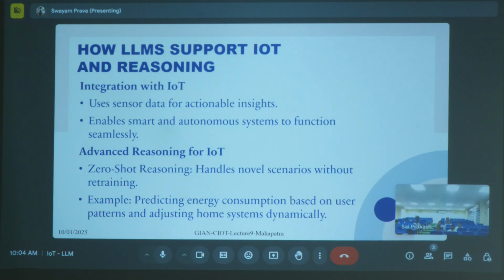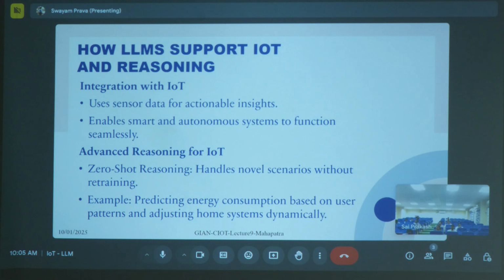Then the LLMs process this data, identify patterns, and recommend actions based on these patterns. Actually, we can take an example of a smart home system which might adjust the temperature or lighting based on user preference and routines. This integration enables IoT systems to function more intelligently and autonomously.